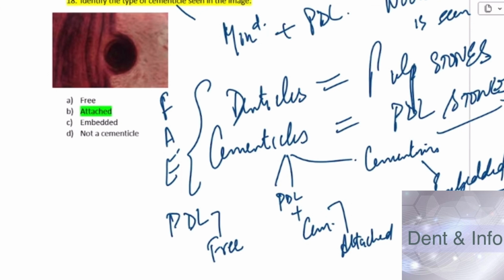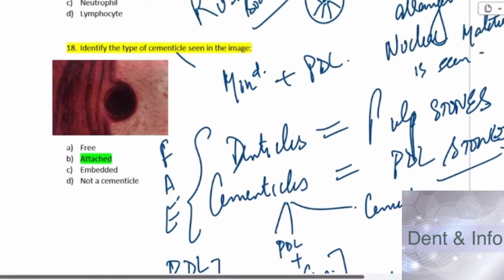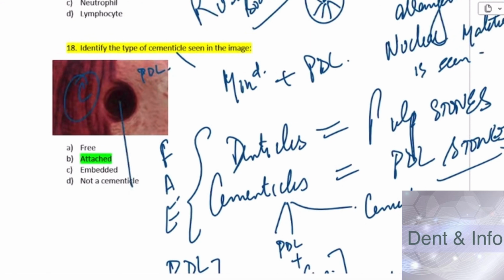Okay, so now looking at this picture, this is your periodontal ligament, the cementum part. This is the cementicle. So which kind is it? This is partly in PDL and partly in cementum. So this is attached type. Embedded, we'll see more. If more cementum forms here, then it will become embedded type. But till this, it is attached type.